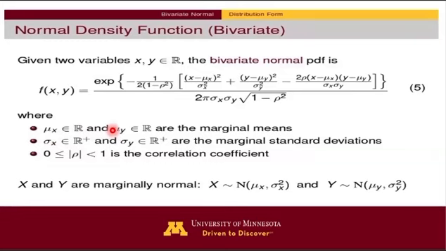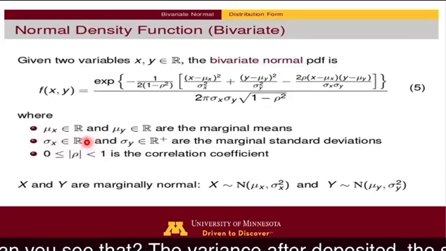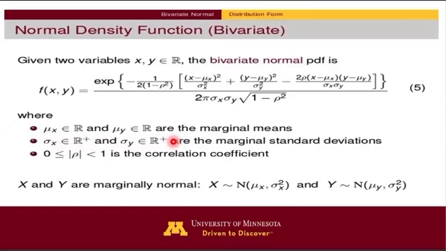But you know what? Variance, okay? If you take a look at what I have, when I was specifying the real number, I indicated positive. Can you see that? The variance has to be positive. The standard deviation has to be positive, okay? And of course, rho, the correlation coefficient, is that.